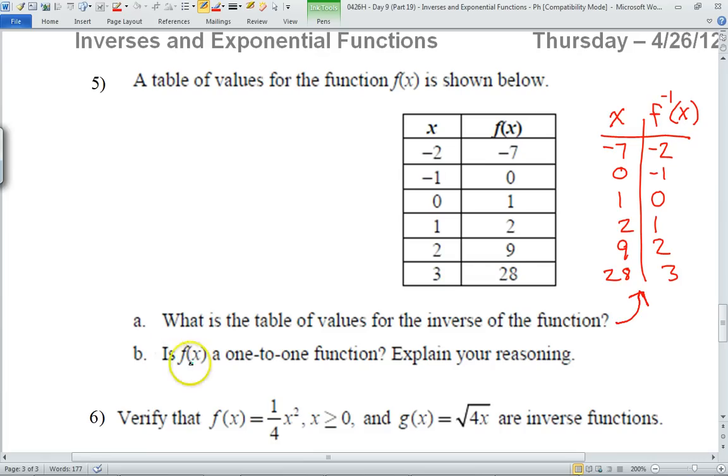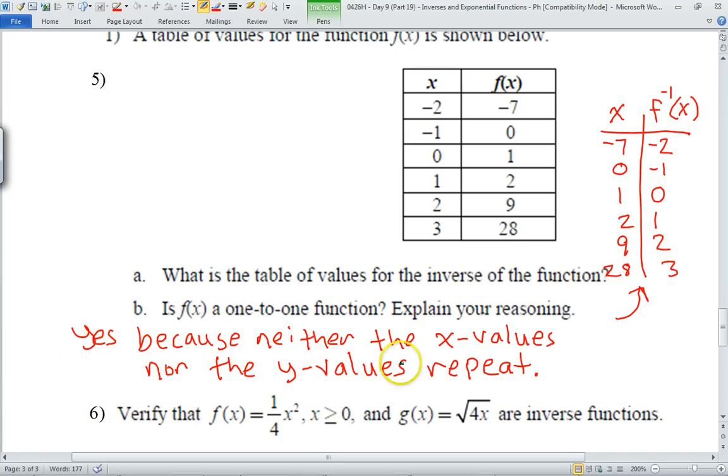Now part B. Is f of x a one-to-one function? Explain your reasoning. Well, what do you think? Is this a one-to-one function? First of all, it is a function. None of the x values repeat. Do any of the y values repeat? No. All the y values are different. So we will say, is it a one-to-one function? Yes, because neither the x values nor the y values repeat. So this is what you would put for part B.